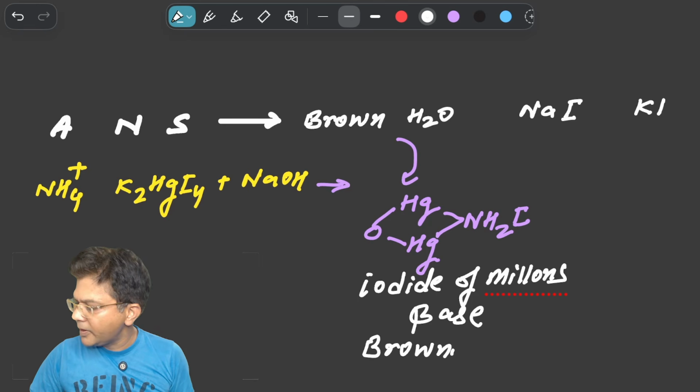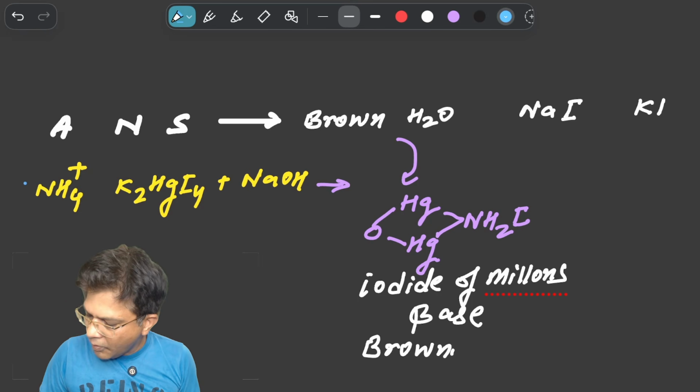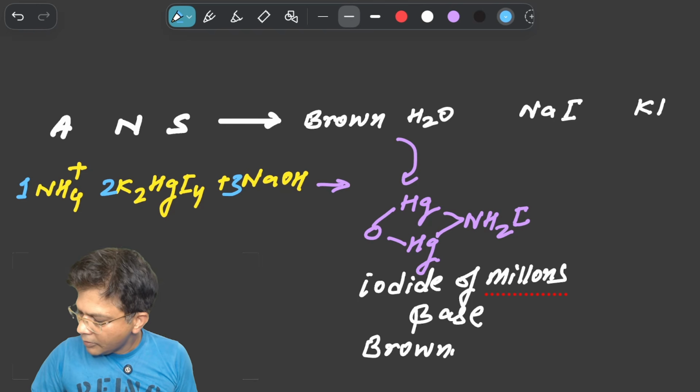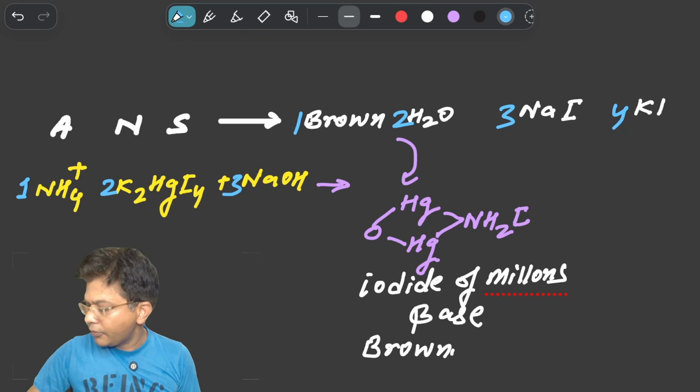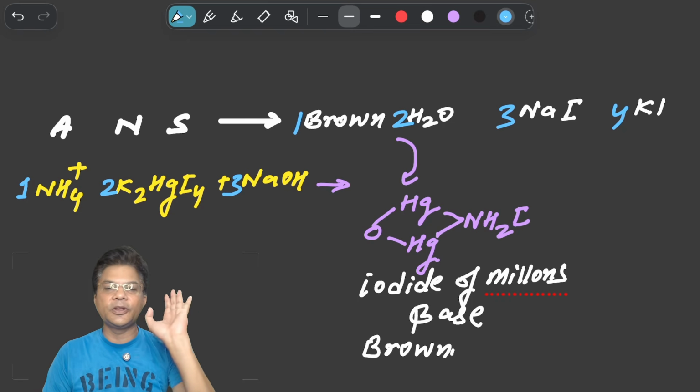Now H2O plus NaI plus KI, in my childhood I balanced it as 1, 2, 3, 1, 2, 3, 4. This is the balanced reaction. You have to keep it in your brain.